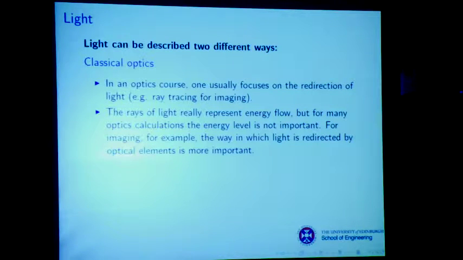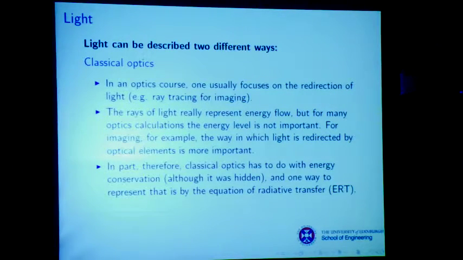Those rays of light represent energy flow. But for most optics calculations, we didn't really worry about how much energy there was, because what we really cared about was how much will I magnify the image or something like that. Really what we cared about was more of a spatial thing than an energy intensity thing. But you actually were tracing energy when you did that. So classical optics has to do with energy conservation, although it was hidden. And we actually represent energy conservation by the equation of radiative transfer.